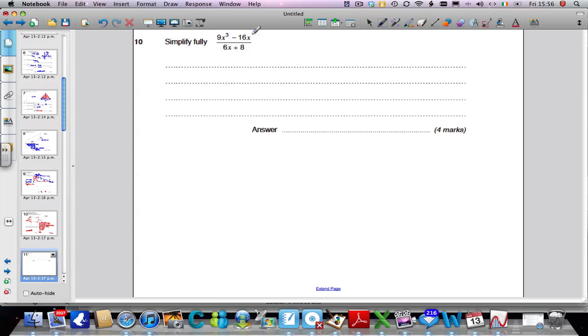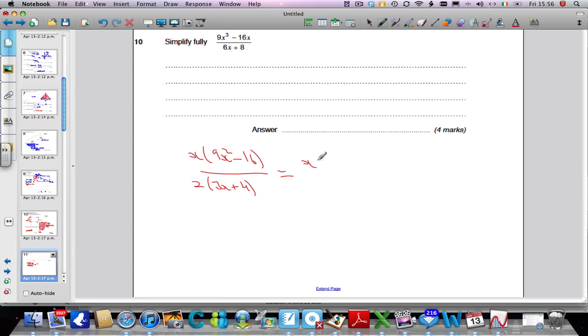Alright, simplify fully. We got an expression on top and the bottom. Generally when we want to simplify and we see something like this, you're looking at factorizing. So on the top line I'm going to factor out the x. So we get 9x squared minus 16. On the bottom I'm going to factor out 2. So we get 2 into 3x plus 4. Now looking at this, the top is the difference of 2 squares, so I can factorize it even further.